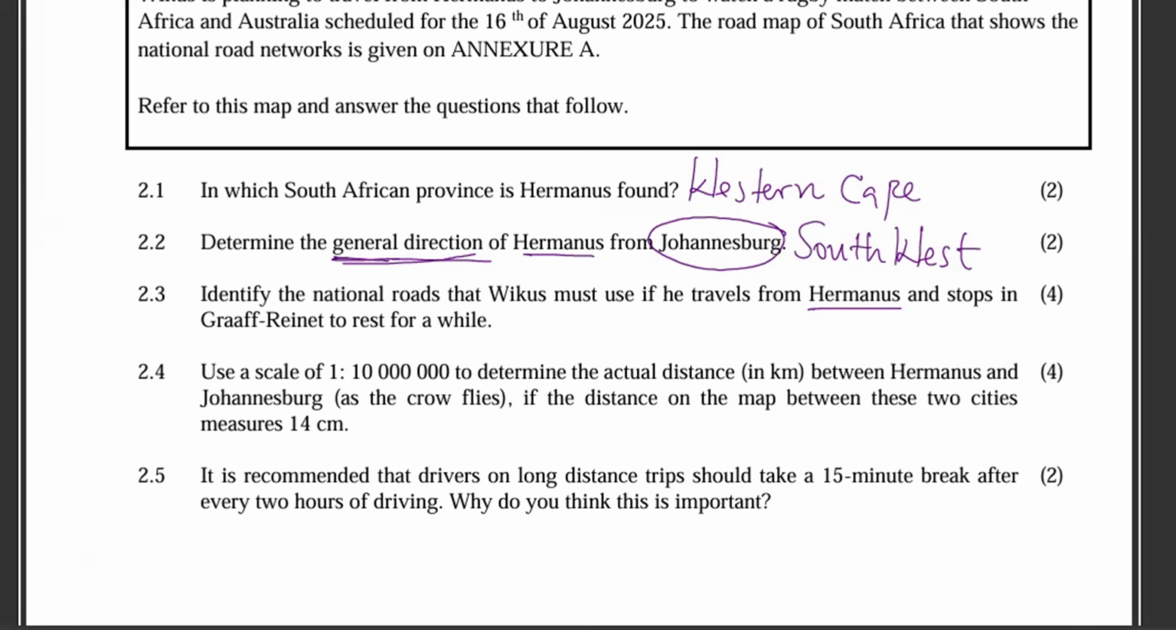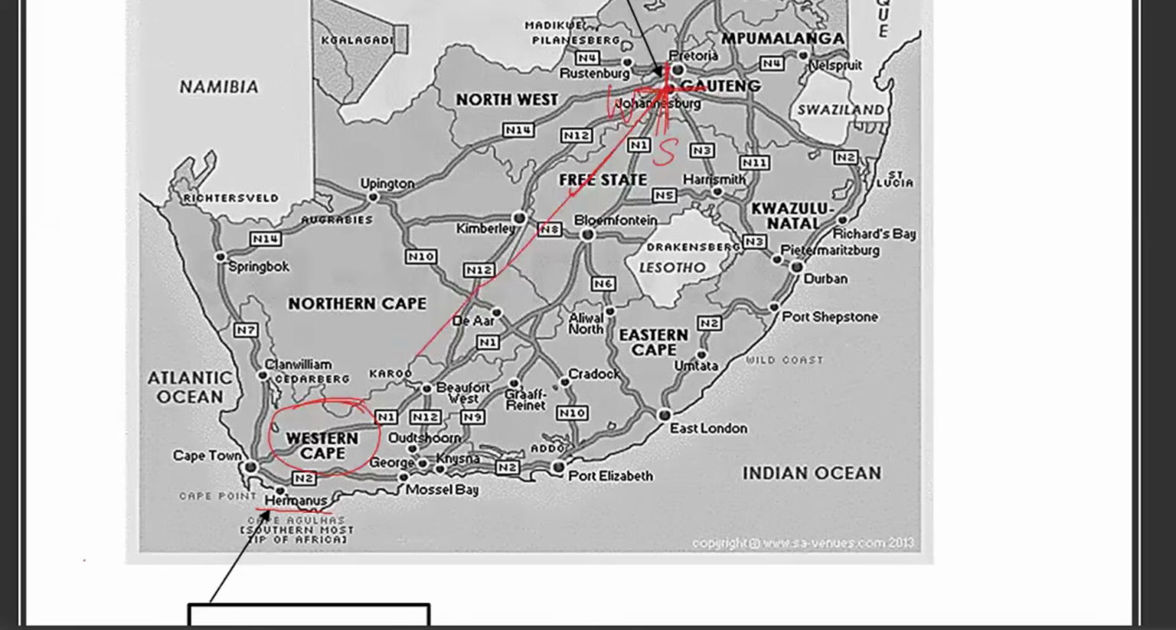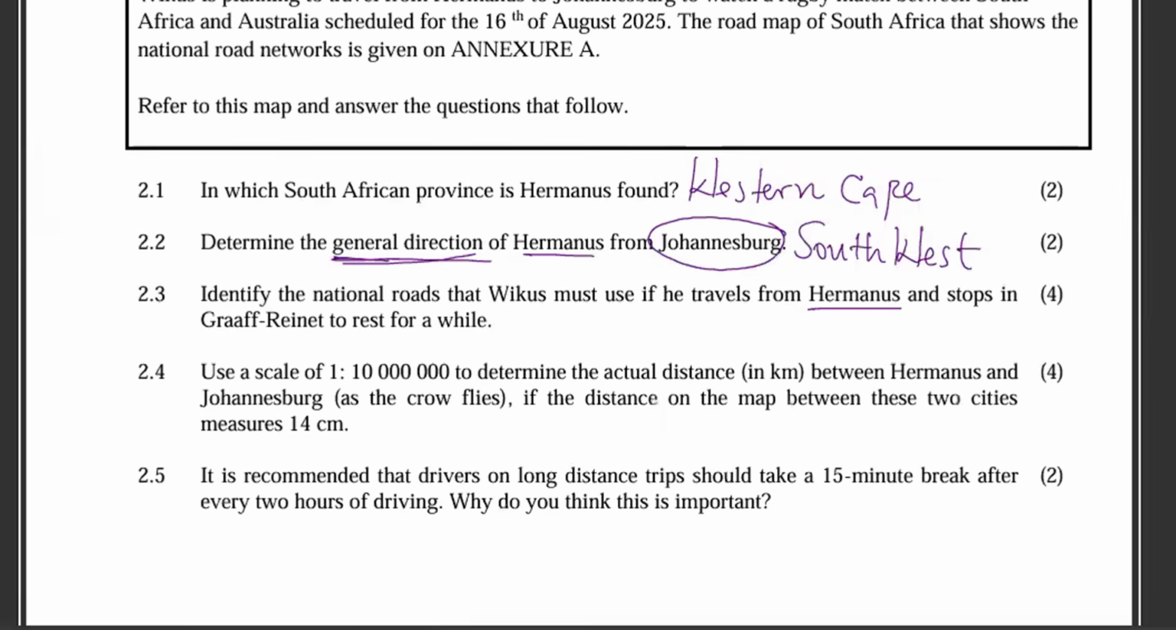Identify the national roads that the person must use if he travels from Hammonds and stops in Crawfordnet to rest. So let's look at that. The person is going to be traveling. Let's highlight, and you see it's from here traveling. He will go to George. Through George, he goes to Neisner, then he rests here. You see that? So which national roads are you seeing here? The national roads we are seeing, we have N2 and N9. So our answers here are supposed to be N2 and N9. Remember, they have told you national roads, so they're supposed to be 2. That's why you see there are 4 marks, and each is 2 marks.